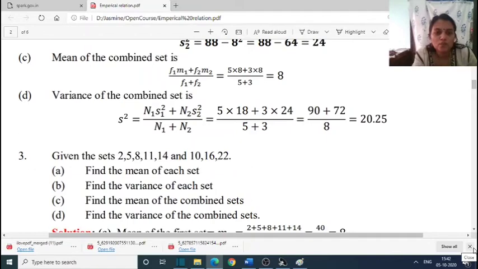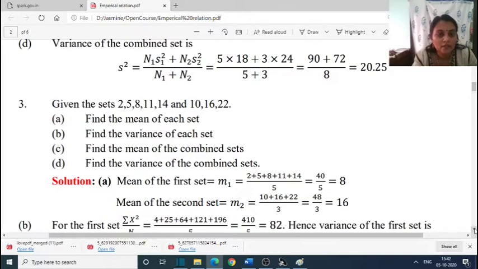Given the sets 2, 5, 8, 11 and 14, and 10, 16, 22. Find the mean of each set, find the variance of each set, find the mean of the combined sets, and find the variance of the combined set. This is similar to the earlier problem. So we have to find the mean of the first set.